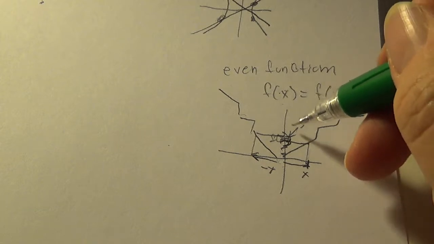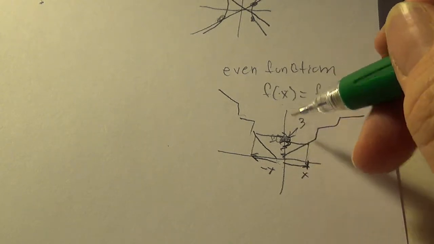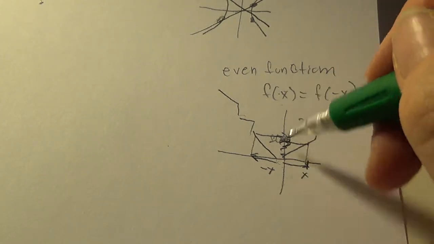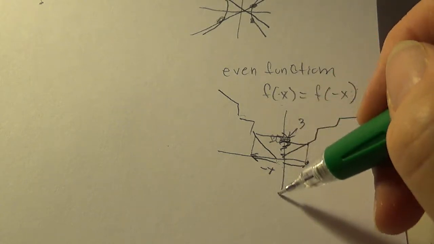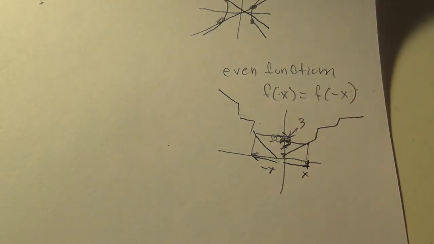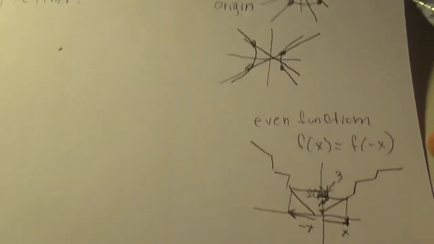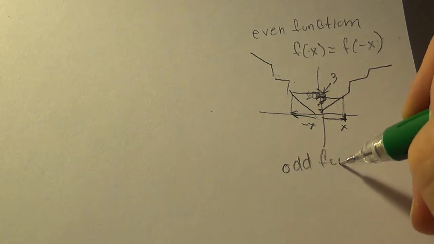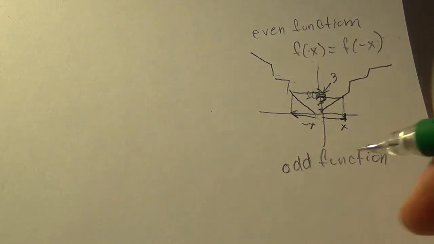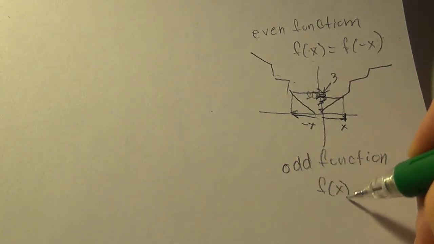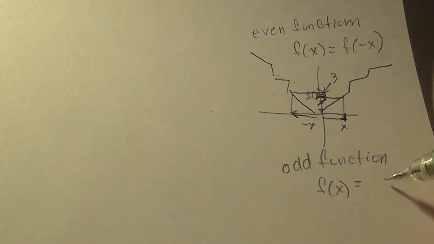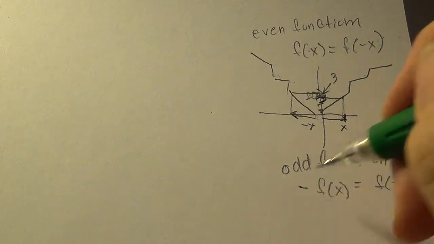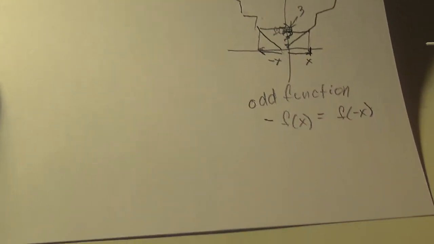So you can see it's similar to y. It is the same as y symmetry. If I fold along this line, this will imprint that, and we have an even function. Odd function: f of x does not equal f of negative x, but negative f of x equals f of negative x.